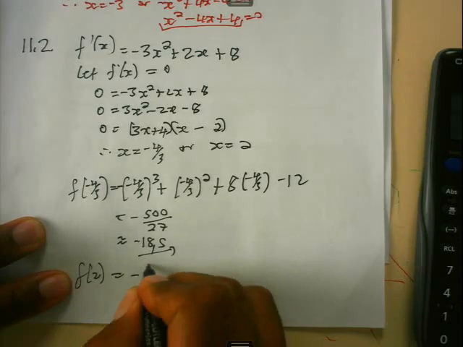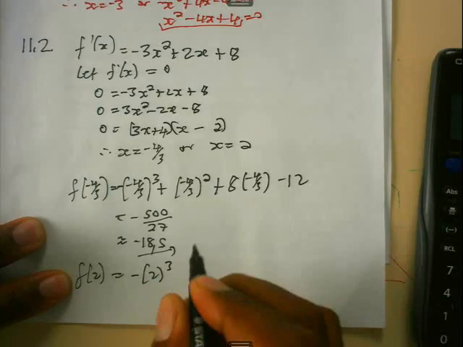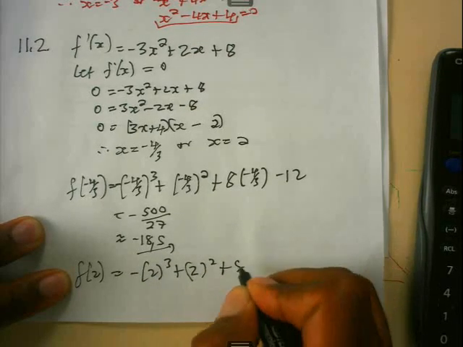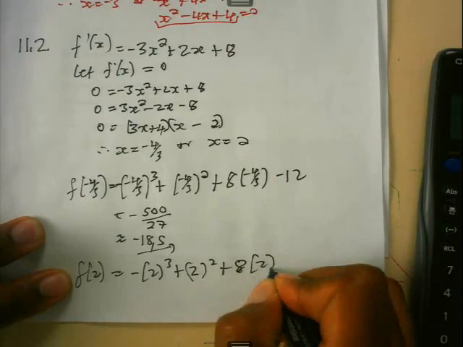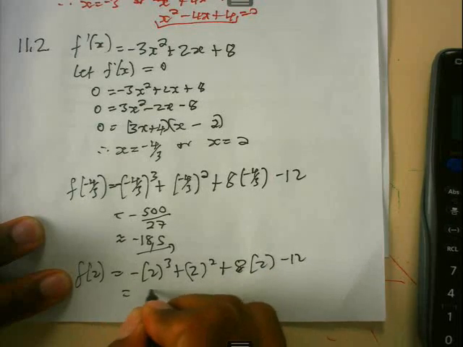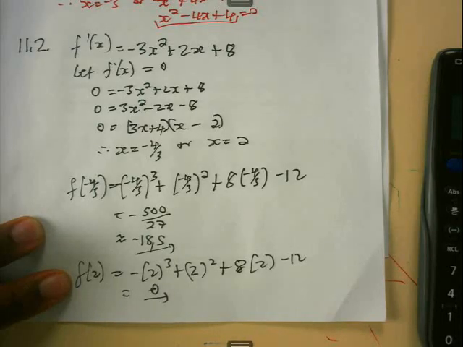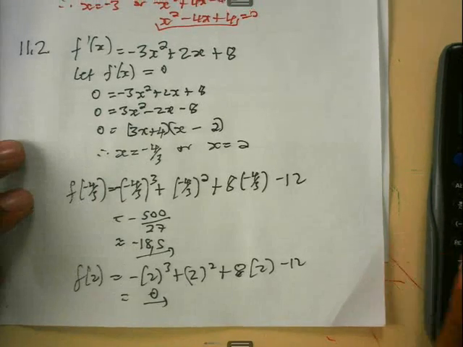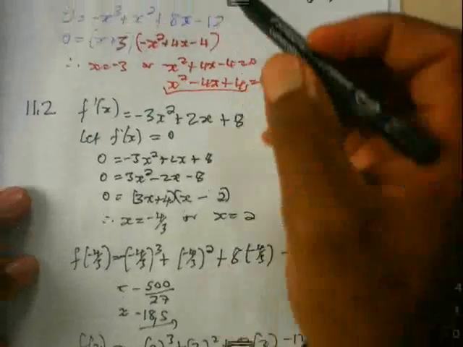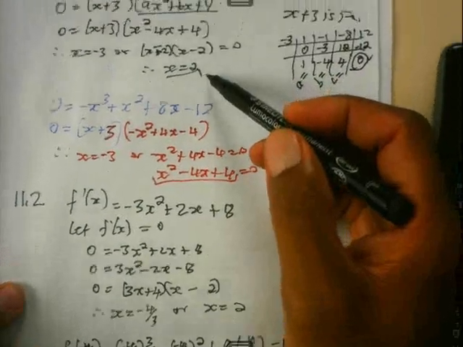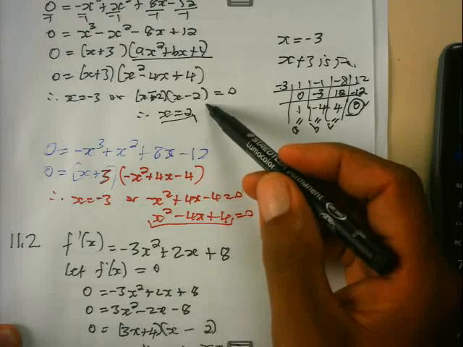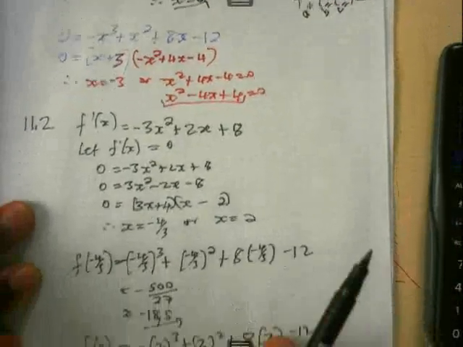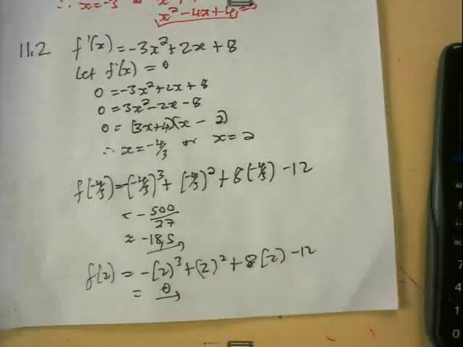That will be minus 2 all to the power of 3, then plus 2 all squared plus 8 times 2 minus 12. Then the answer there is what? The answer there is 0. Of course, you can just work it out. It's 0. Why do I know that it's 0? Because this 2 is also the x-intercept. You remember here, the 2 is also the x-intercept. It means when you substitute 2 there, we are going to get what? We are going to get 0.